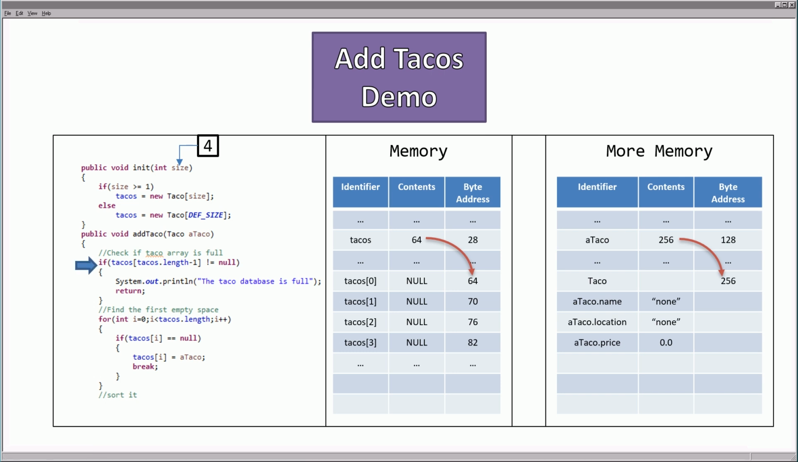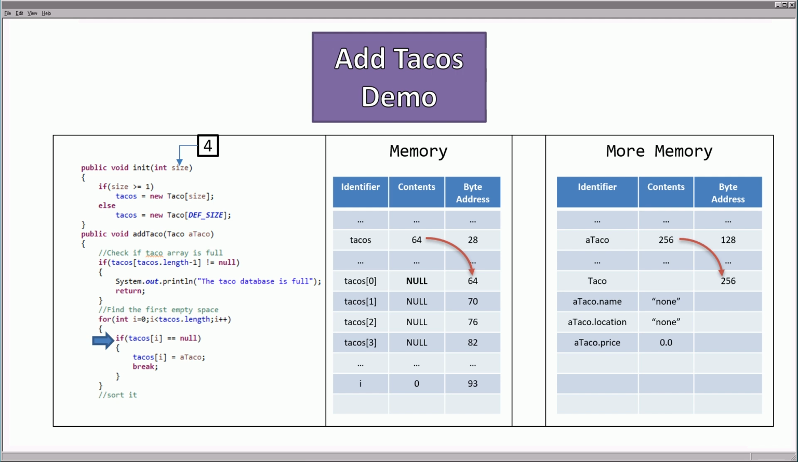Now we go inside, and we have to make sure that we don't have a full array. If we look at tacos.length minus 1, in other words, 4 minus 1 is index 3. Index 3 is null. This is false. So we skip over that, and we move on to the for loop. Now we declare and initialize the int i to be 0, and then we check if tacos at index 0, in other words, right there, is equal to null. It is equal to null.